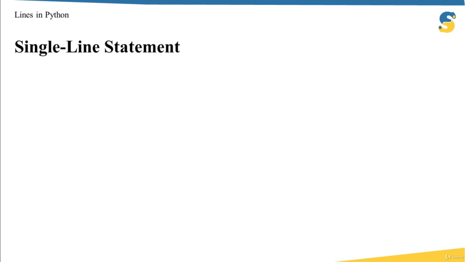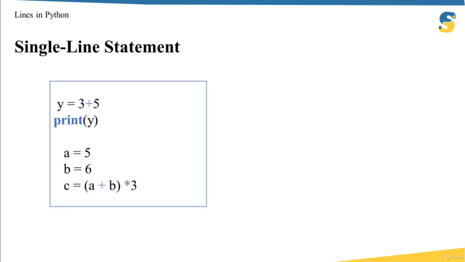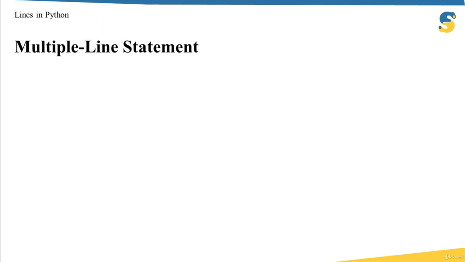Most often, when we write our code in Python, we write one statement per line, like the following program. As you see here, I say y equal to 3 plus 5, then print y, then I assigned 5 to a, 6 to b, and I assigned a plus b multiplied by 3 to c. As you note from this simple program, each line has only one statement. But sometimes we could need to write one statement over multiple lines. Maybe the statement is very long.